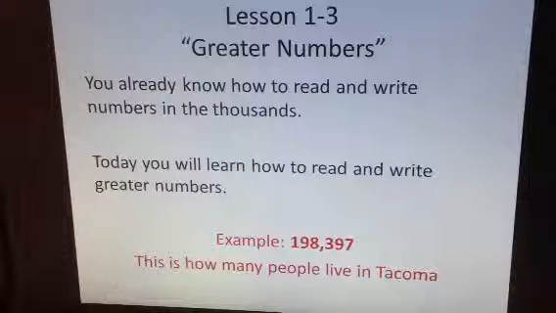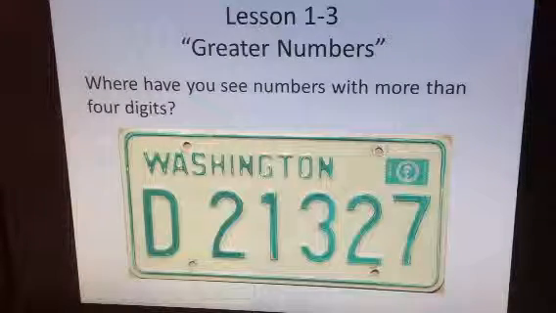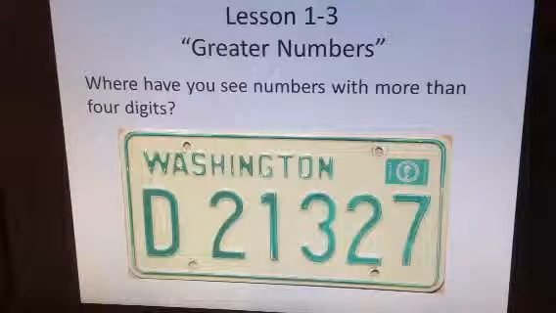You already know how to read and write numbers in the thousands. Today you'll learn how to read and write greater numbers. An example of this is the number 198,397. It's how many people live in the city of Tacoma. Where have you seen numbers with more than 4 digits?